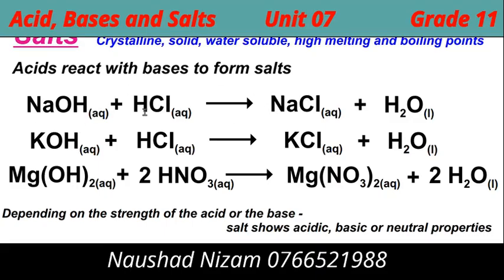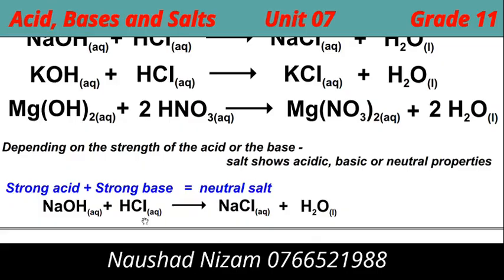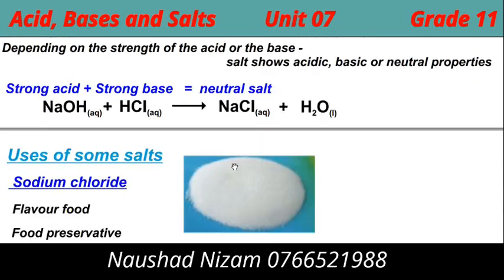By reacting an acid with a base. Any acid and base reaction will give you a salt. These are the salts here. When a strong acid is reacted with a strong base, you get a neutral salt. When a strong acid is reacted with a weak base, you get an acidic salt. When a strong base is reacted with a weak acid, you get a basic salt.